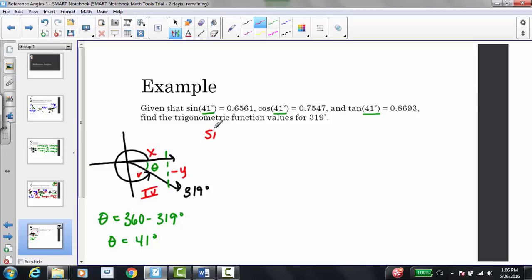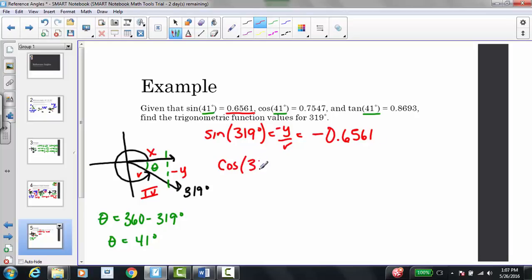So we would have the sine of 319 degrees. Remember that the sine is y over r, but here my y is negative, so my answer must be negative. So if my reference angle is positive, my value for the sine of 319 degrees must be negative. Looking at the answer for the sine of my reference angle, I'm still going to get the same answer, it just has to be negative. So we get negative 0.6561.